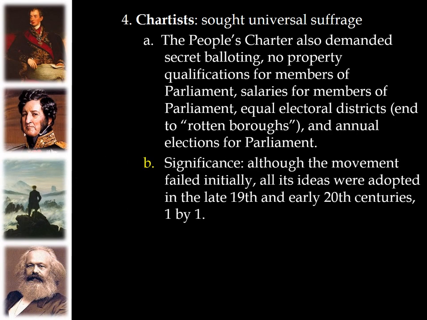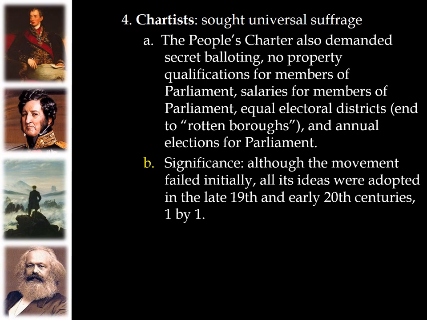The significance of this movement, although the movement failed initially, is that it started in the 1830s, moved into the 1840s, and every time the People's Charter was presented to Parliament, it would ultimately be shot down. But what is significant about the Chartist movement is that even though it initially fails to get anything done, all of the ideas in the People's Charter would eventually be adopted one by one by the Parliament in the late 19th and early 20th centuries.